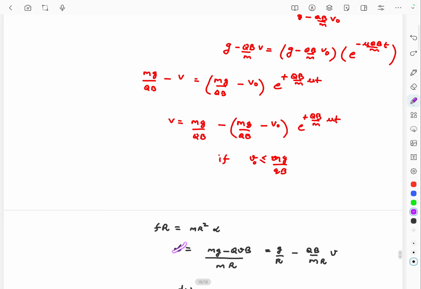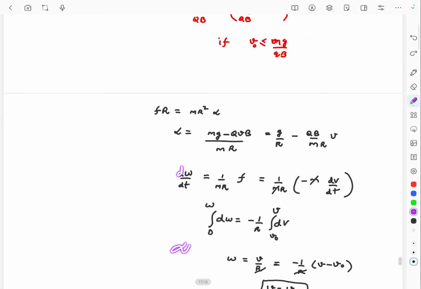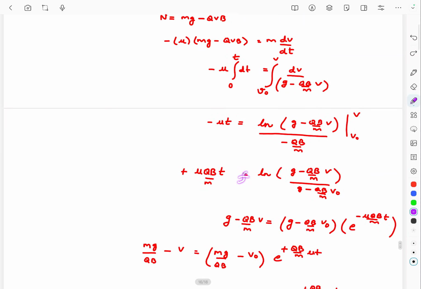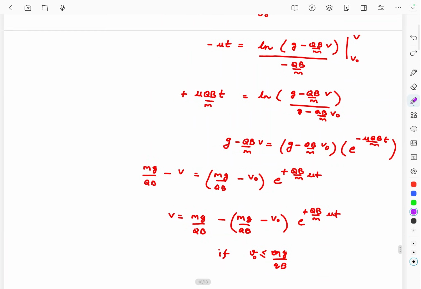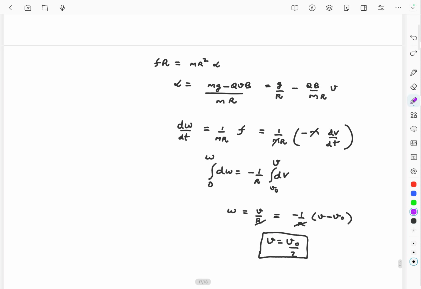We write alpha as d omega by dt, and on the right hand side we just write it as friction divided by mr, F upon mr. And we write friction as minus ma, from this particular part we can write F equals minus ma. If we write it that way, the advantage is that we now get an integral between omega and v. So we can avoid bringing time into the equation. We can just cut it off.